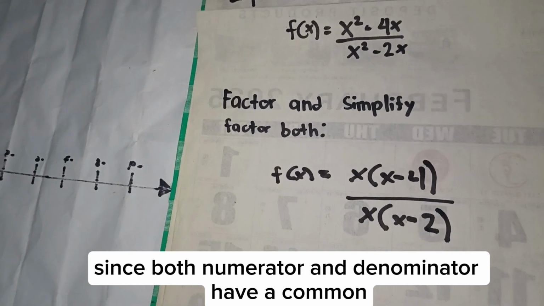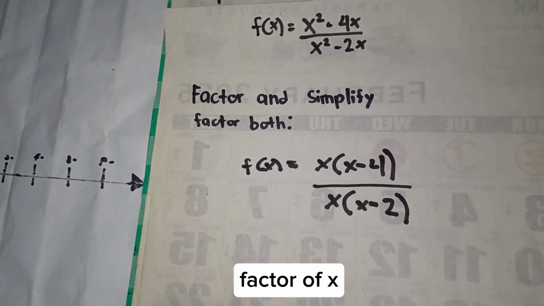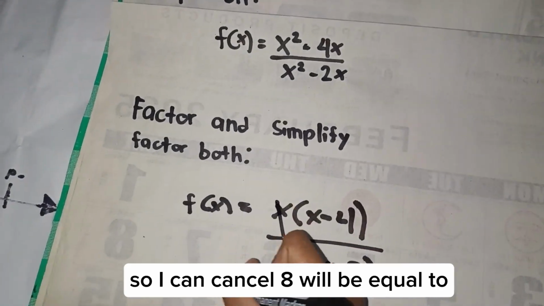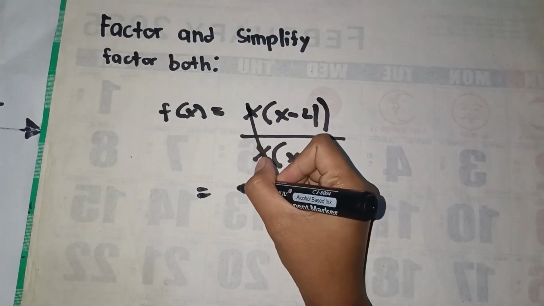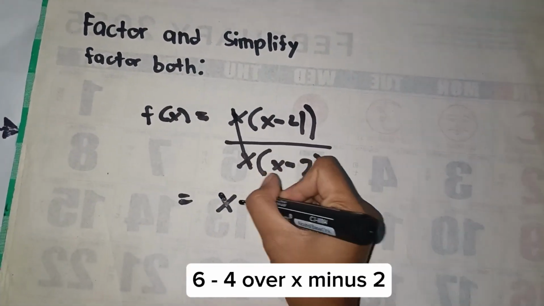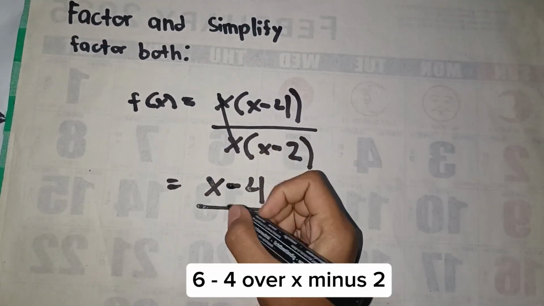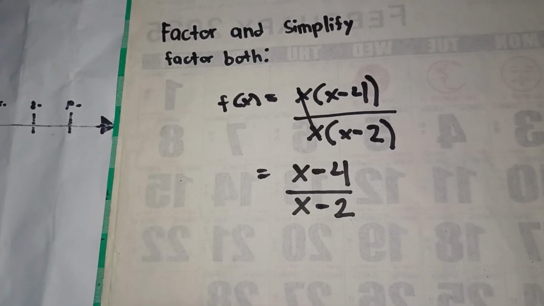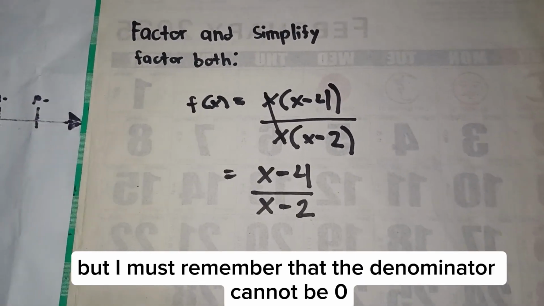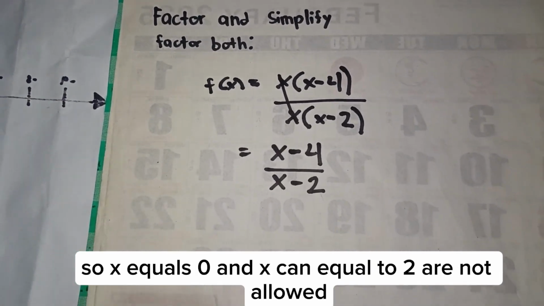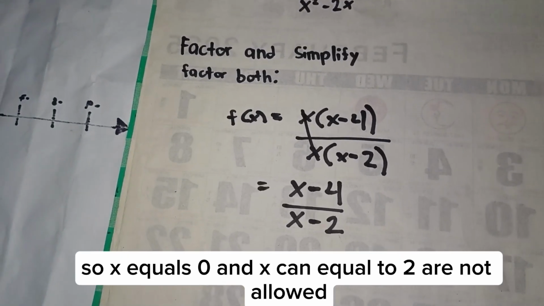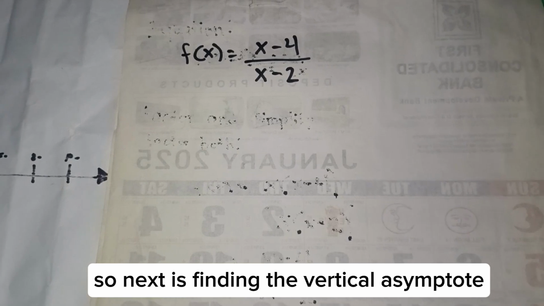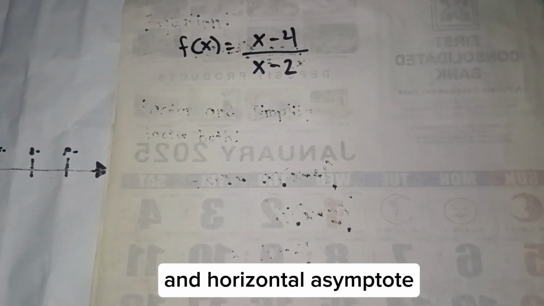Since both numerator and denominator have a common factor of x, I can cancel it. So it will be equal to x minus 4 over x minus 2. But I must remember that the denominator cannot be 0, so x equals 0 and x equals 2 are not allowed. So next is finding the vertical asymptote and horizontal asymptote.